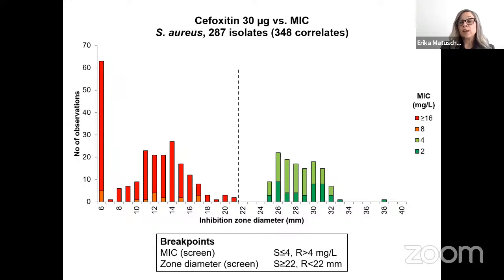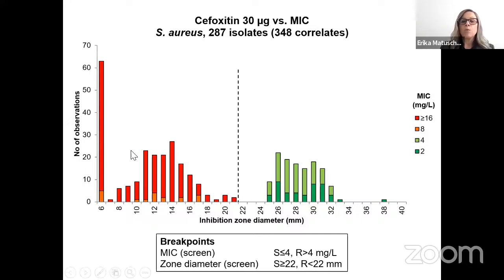Back to Staph aureus and cefoxitin. Here again, we have tested both isolates that are wild type and those with resistance mechanisms. We don't have a clinical breakpoint for cefoxitin, but we have a screening breakpoint. So isolates with MICs of 4 and below should be screen negative and be above the screening zone diameter breakpoint.